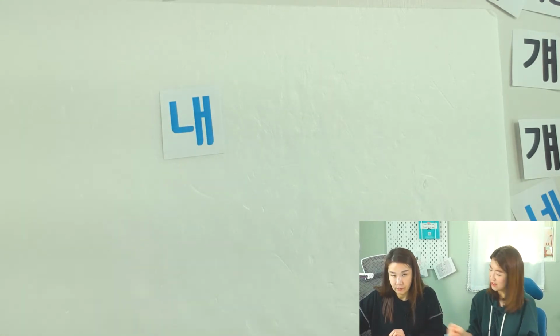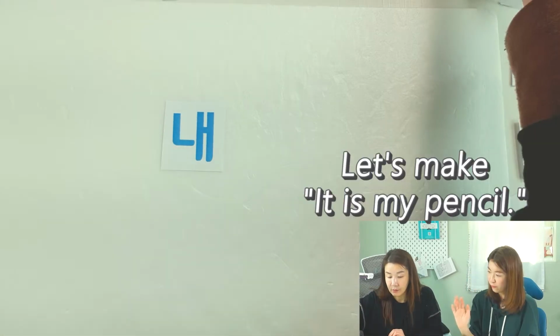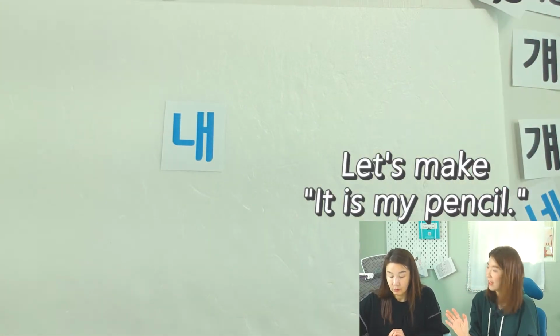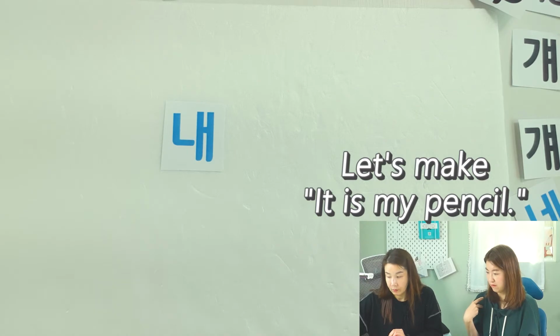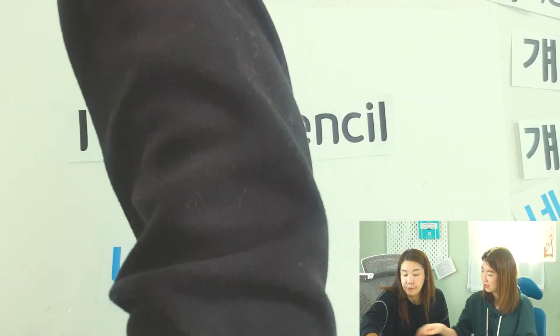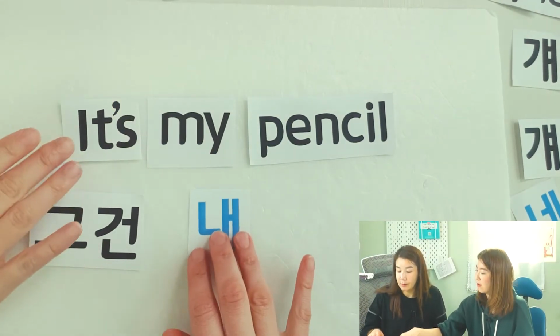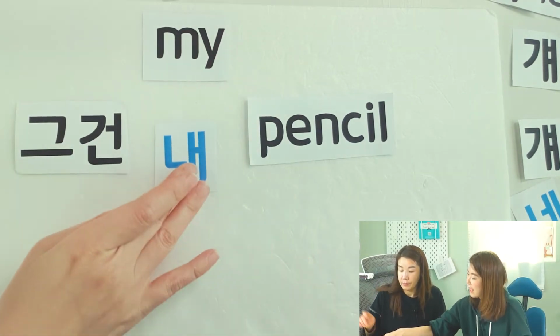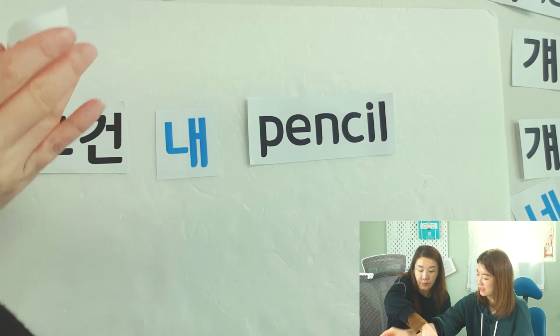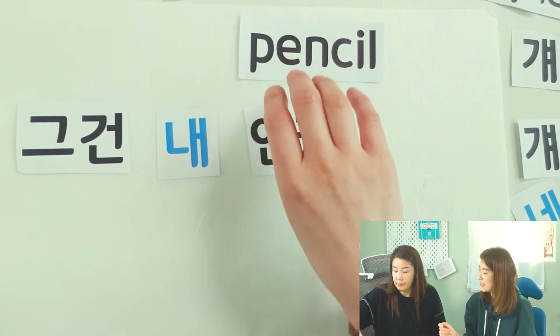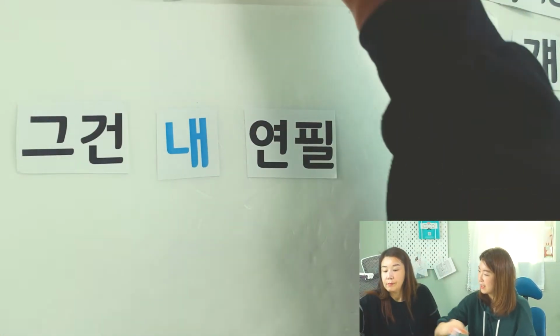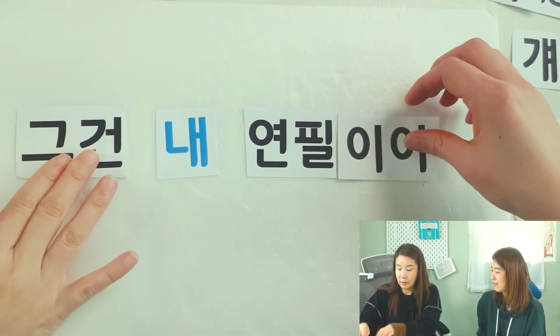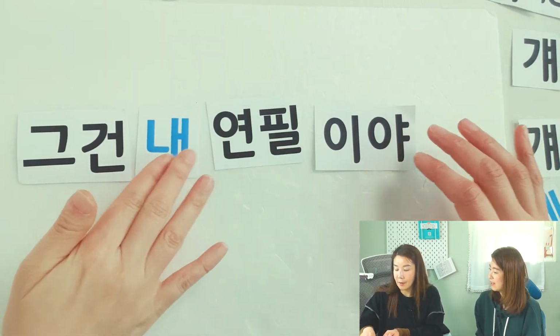So let's make a sentence with this 내. For example, if you want to say it is my pencil. It is 그건. And 내. And pencil is 연필. And 이야. 그건 내 연필이야.